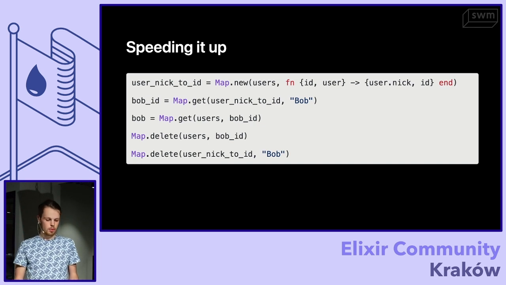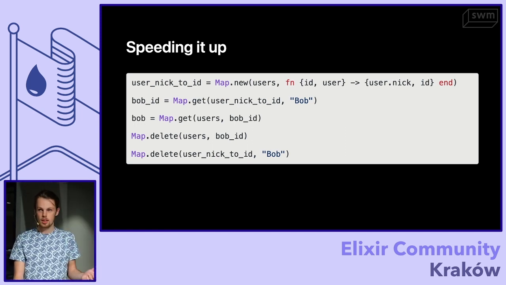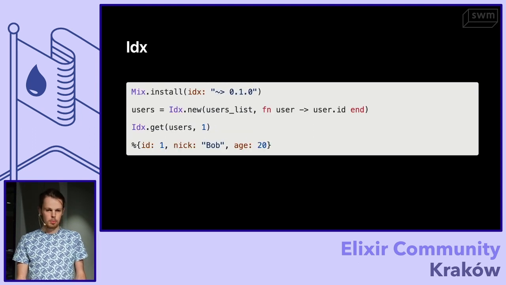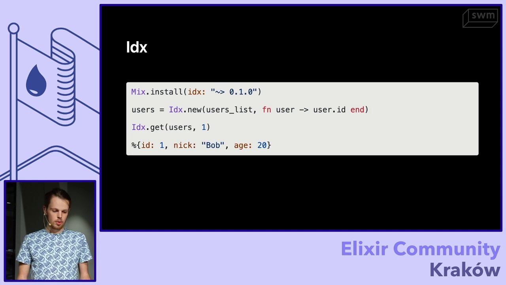The problem begins when we want to delete a user from this structure. We not only need to delete them from the users, but we also need to delete them from the user nick to ID map. And moreover, if Bob happens to change his nick, we also need to think about both of these maps and any other that we would create, and update everywhere whatever changed. So I had these exact problems a couple of times, so I created a simple library that tries to solve that. It's called IDX, and let's see how it can help.